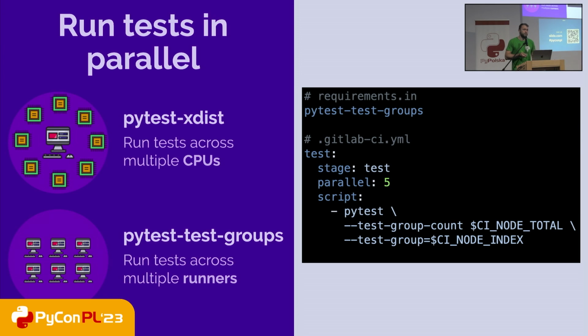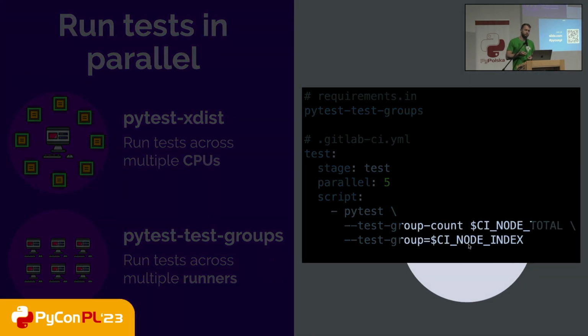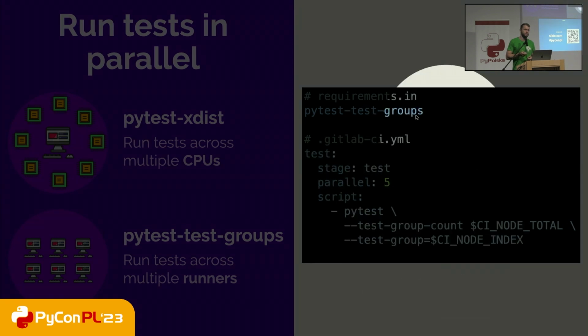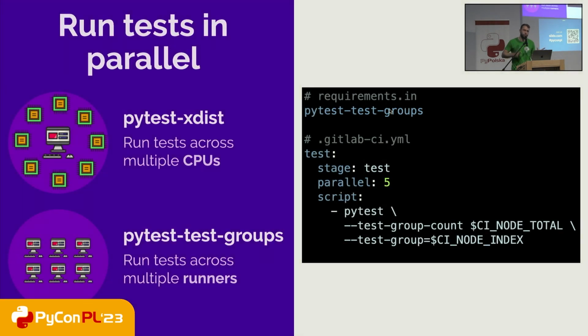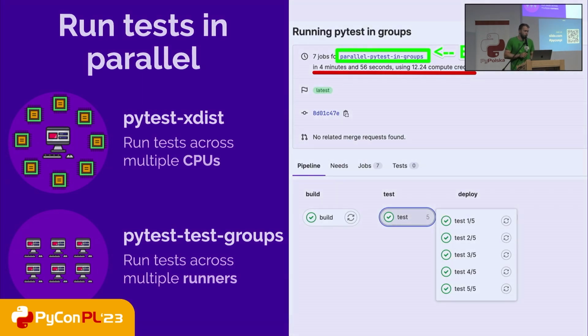And this setup is actually nicely supported by GitLab. So you have environment variables that you can just plug in here. So this code that we see here, this is all you need to run our tests in 5 parallel runners. And that's how it looks when we enable this feature.